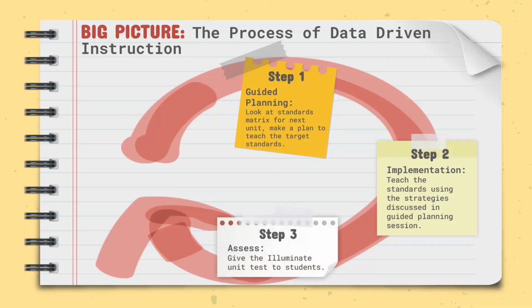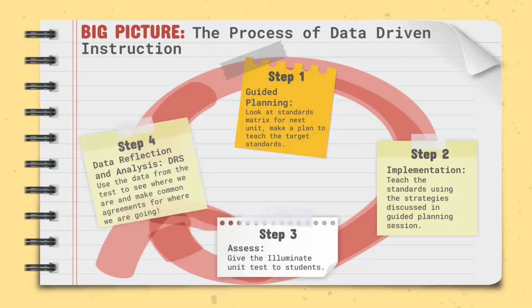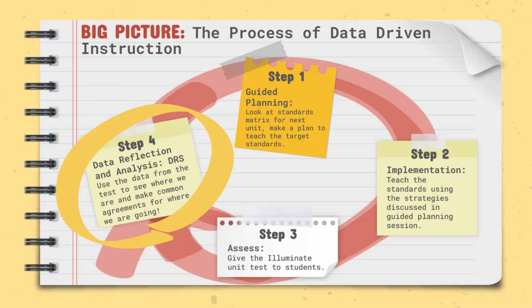Step three is assess. This is where you will give the Illuminate unit test to your students. And step four is data reflection and analysis, aka the DRS. This is where you will use the data from the test to see where you are and make common agreements for where you are going with your students and instruction. This is the step of the data-driven instruction cycle that we will be focusing on in this slide deck.